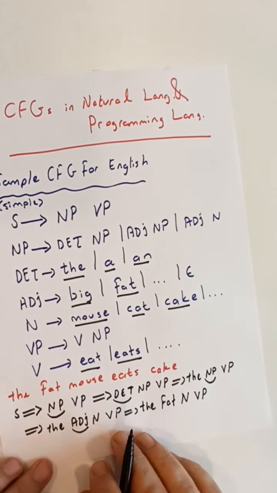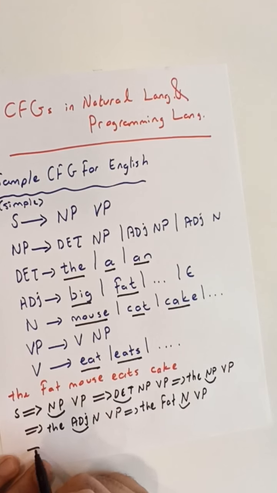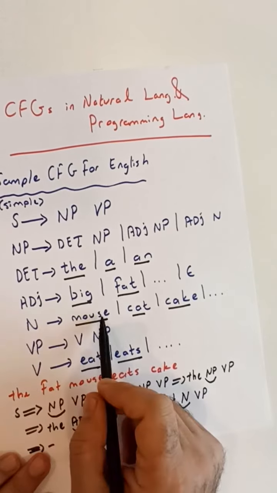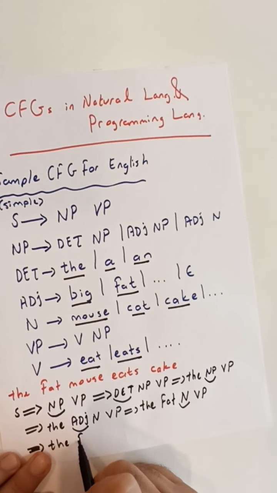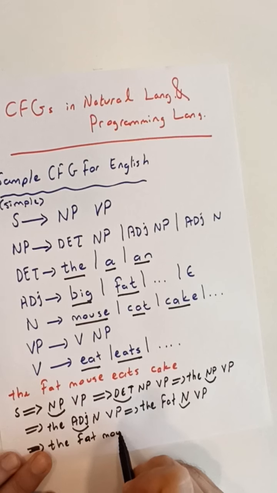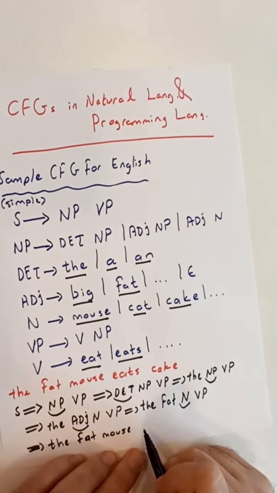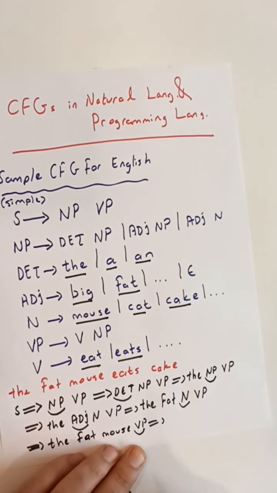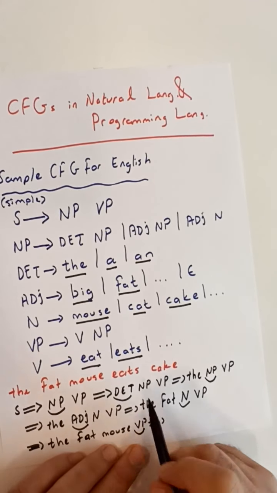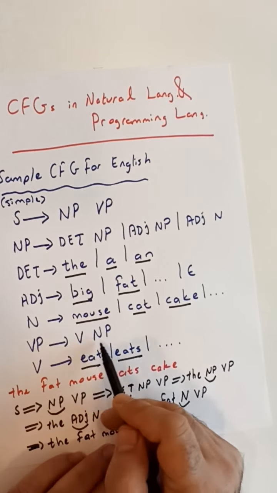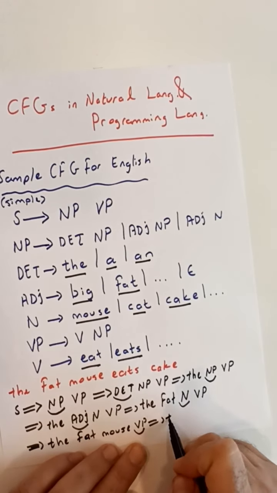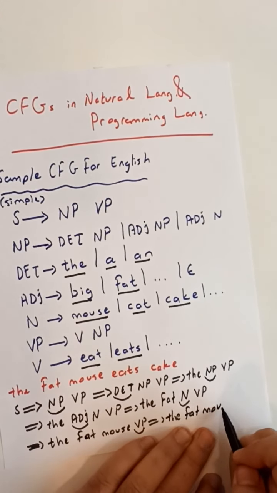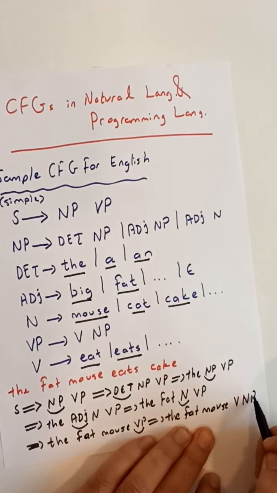Next, we need to expand this variable noun. In this case, we can expand noun with the terminal mouse: the fat mouse followed by our verb phrase. Next, the leftmost variable that remains is the verb phrase. What should we expand our verb phrase with? With the single rule that we have, verb followed by a noun. So the fat mouse, verb followed by noun.